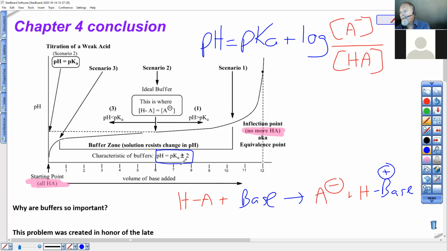So what's going on here is we're adding a base to our buffer. Initially, till you get to the zone, the pH goes up, and then you're in the zone. It resists change because the base is reacting, instead of with water, with HA. Conversely, if you're over here and you started adding an acid, you'd have another titration curve coming the other direction. Yeah, this is a reversible situation.